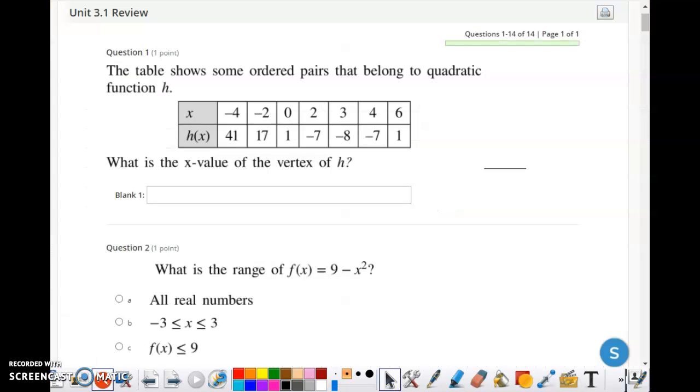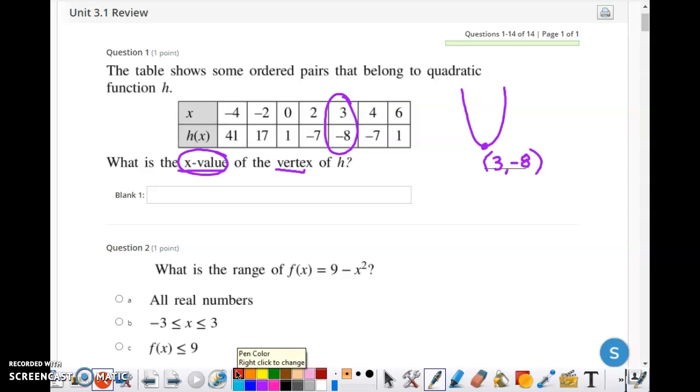Okay, so let's go look again. The x value of the vertex. This was my vertex. When it curved, the bottom point right there was at 3, -8. And it's asking only for the x part of it. So it would be the 3.